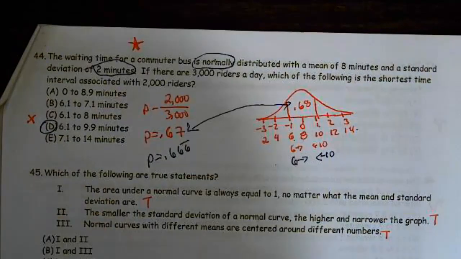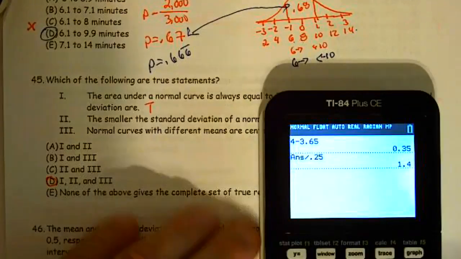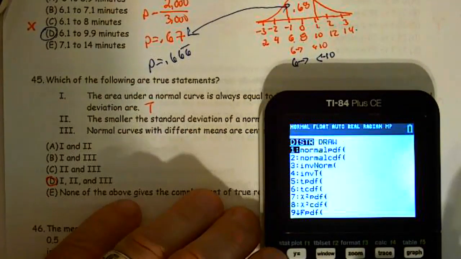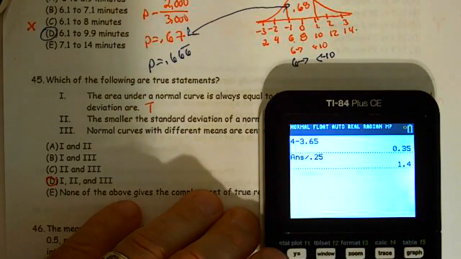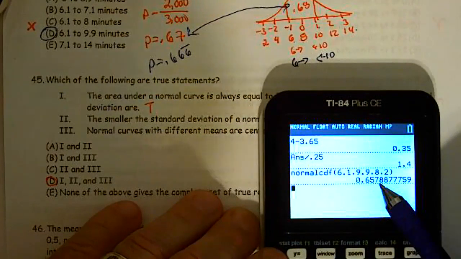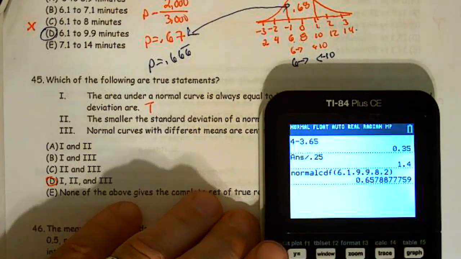Now I can check this out by doing a norm CDF. So let's go ahead and check this out with a norm CDF. So second vars, norm CDF. My lower bound is 6.1. My upper bound is 9.9. My mean is 8, and my standard deviation is 2. And we're looking for about 2/3. And sure enough, we're at 0.657, so about 0.66. That's pretty close. All right, so that's a pretty good check for that.